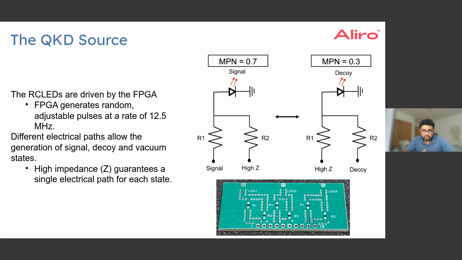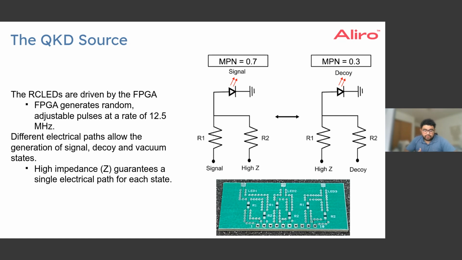In this case, R1 is higher than R2. And by sending, for instance, an electrical pulse to the signal path through R1, we can generate a signal that has a mean photon number of 0.7. And by quickly switching to a high impedance pin, we can send the same electrical signal through R2 and generate a signal that has a mean photon number of 0.3.